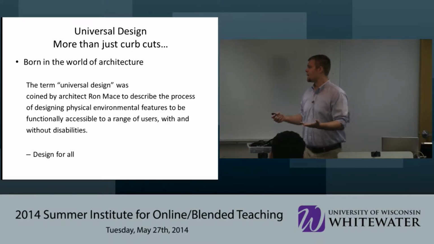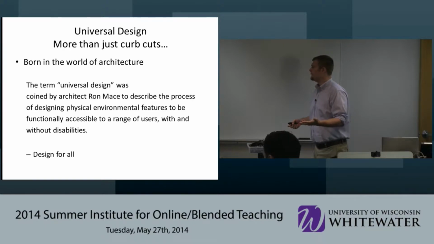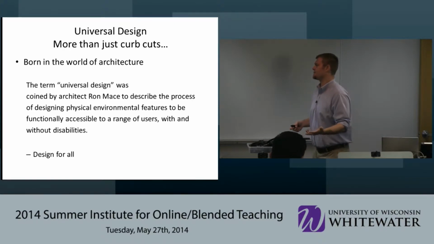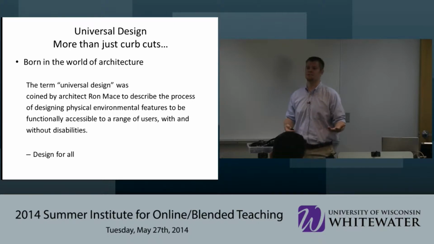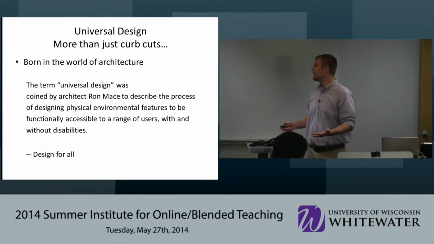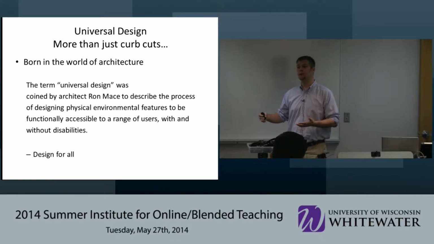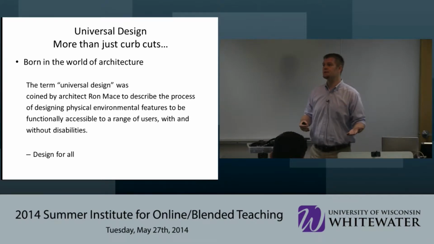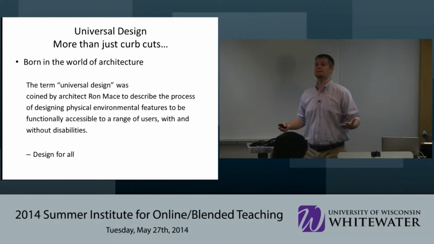Ron Mace was the one that coined the term universal design. It was all built in architecture. He described the process of designing physical environmental features to be functionally accessible to a range of users with and without disabilities. So it's essentially a design process for everyone, not one specific type of individual in mind. And I think being able to translate that effectively to the online platform can be extremely difficult, but with utilizing some of these guidelines and principles, I think it's very doable to get access to the masses.